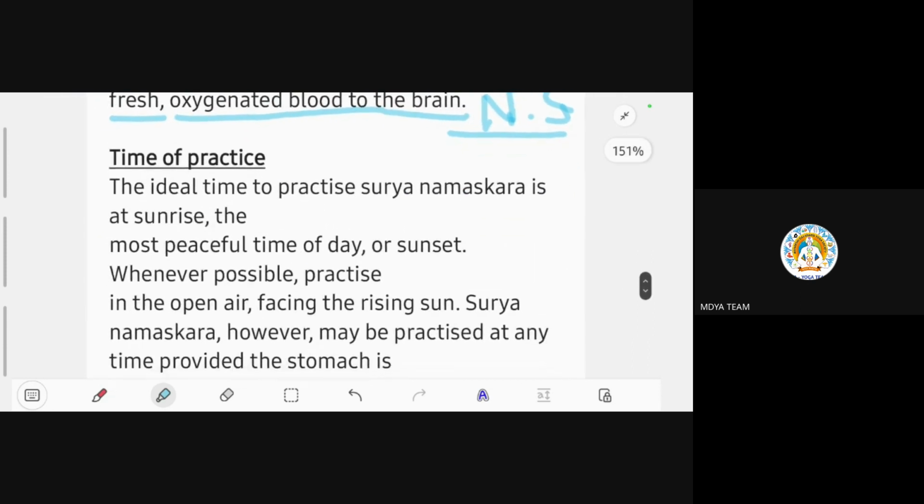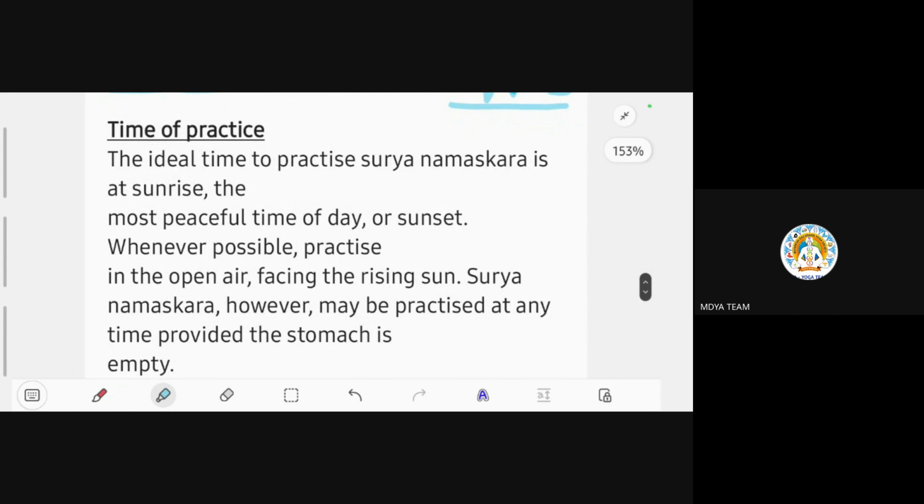Time of practice is not going to be asked, but if you want to know, the time to practice Surya Namaskar is at sunrise, of course, because the rays are so pure that your body will be detoxified naturally. The most peaceful time of the day, or the sunset. At sunset, we generally avoid it, but if one does it at sunset, one should be toxin free. A beginner in the initial days should not practice at sunset. That is something different.